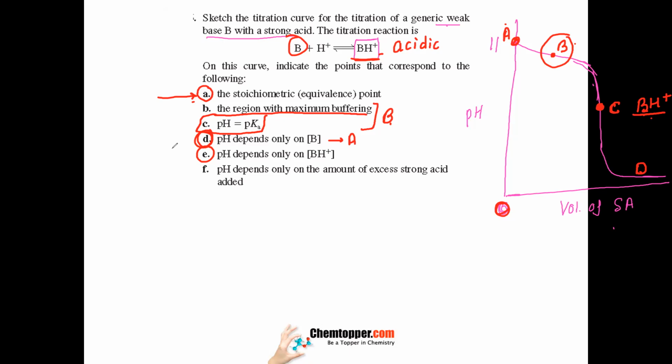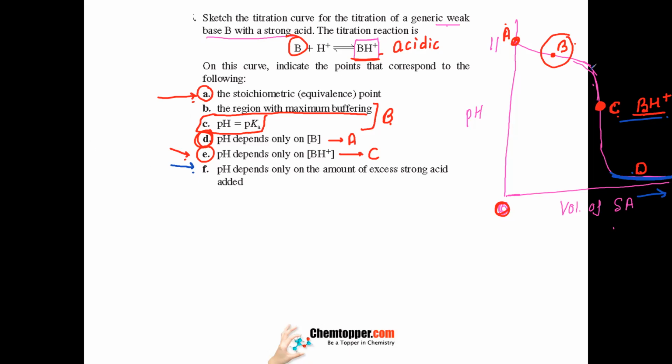We are doing E part. So this should be C. The equivalence point, it should be C. What about this one? pH depends on excess of the strong acid. Yes, here. This is excess of the strong acid. After the reaction, after the equivalence point, you are still adding acid into it. Where can I see the change in pH?